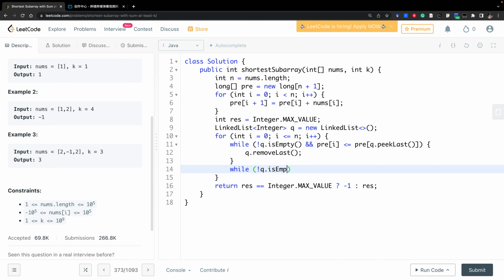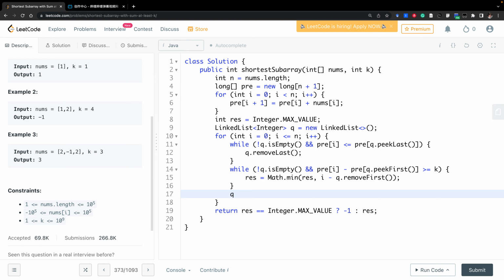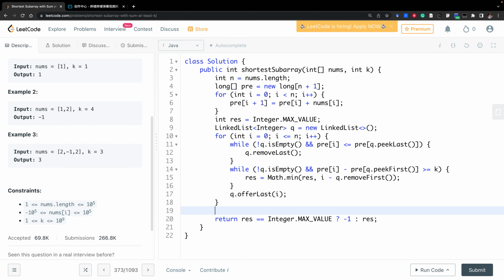Now we should try to get the result. And if pre I minus, now it should be first and not last, I mean, these two sides of a deque. Pre of q peek first, if it's greater or equal to k, then we should try to get the result. Math minimum of result and I minus q peek first. Oh, sorry, not peek, we need to remove it, so it will be remove first. Okay, so yeah, don't forget to offer it into the queue. So offer last I. Yeah, I think that's pretty much the thing.